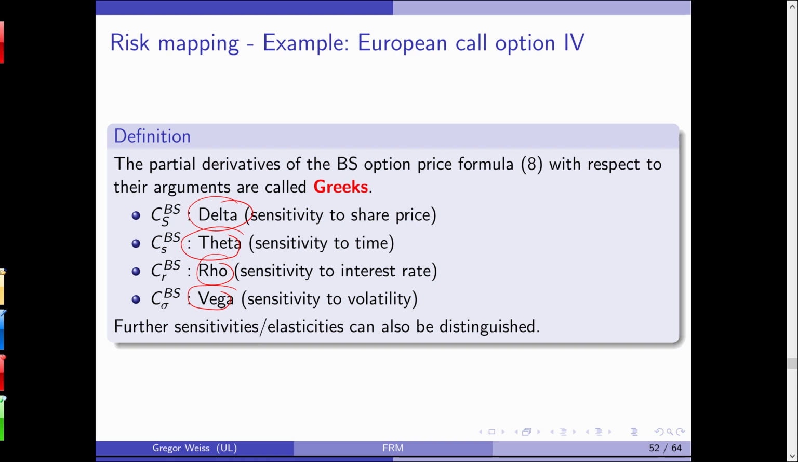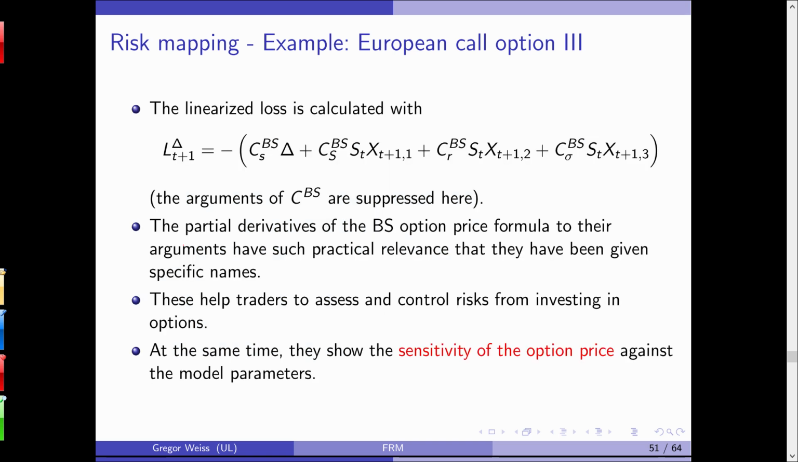These are known analytically in this framework in the Black-Scholes-Merton model. You can simply use those and insert them, and then you can immediately calculate the loss that results from an option investment, in case you assume the loss function, the risk mapping, to be linear. If you assume a linear approximation to this loss function.